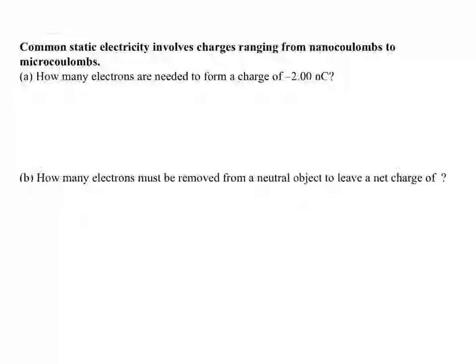So slide 1 here. It is the fact that common static electricity involves charges that are in the nanocoulomb to microcoulomb range. So a billionth of a coulomb to a millionth of a coulomb charge, and we'll soon define what we mean by coulomb in this regard.